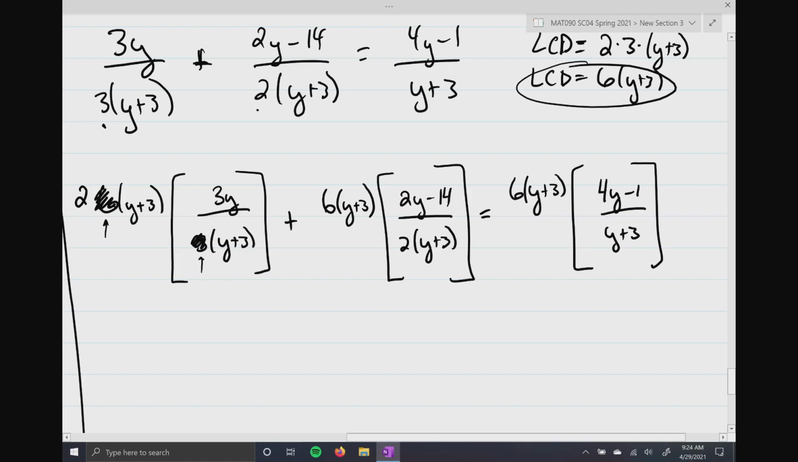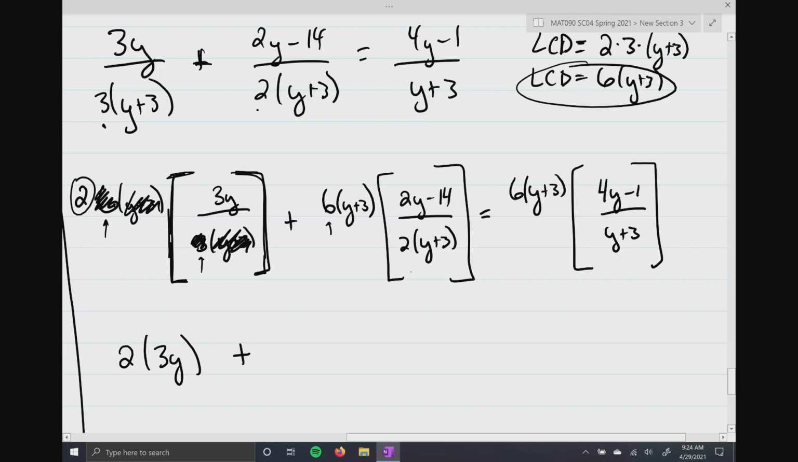Now, the y plus 3 and the y plus 3 also reduce. Do you agree? Yeah. All right. So whatever's left over, I'm going to write 2 times 3y. Because remember, this is 2, and these brackets right here still mean multiplication. Do you agree? Yeah. All right. Next.